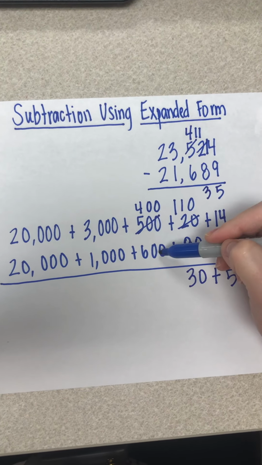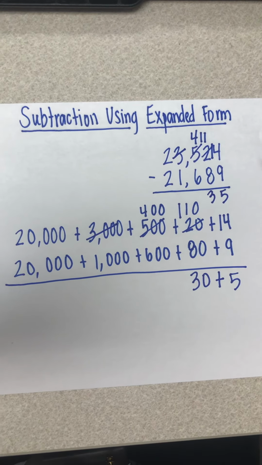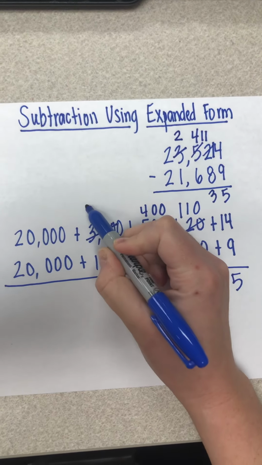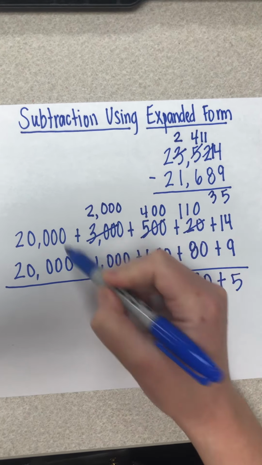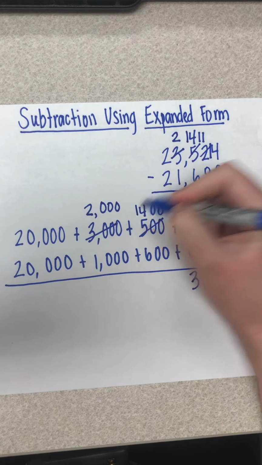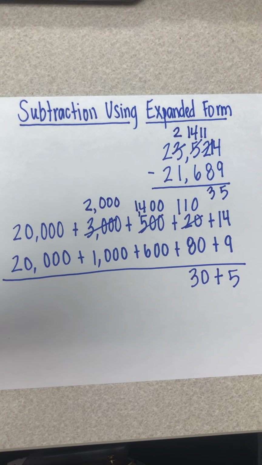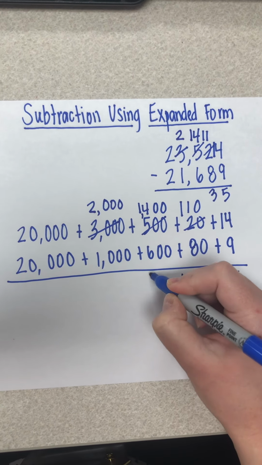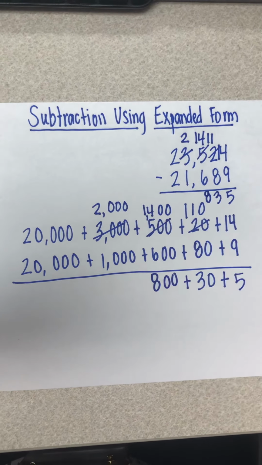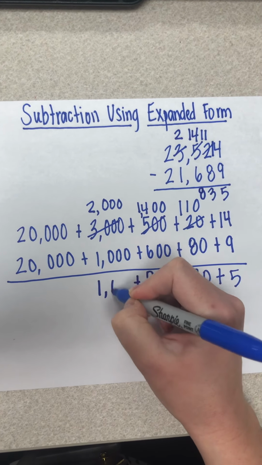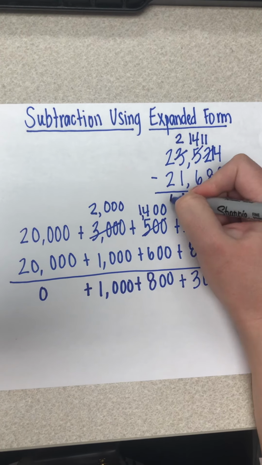Okay, same process. I cannot take 600 from 400. Come over, I'm going to borrow from my thousands. Standard algorithm, it becomes a 2. Expanded form shows its actual value, which would be 2,000. The 1,000 we just borrowed comes over to my hundreds. So now I am at 1,400. If I take 600 away, I am left with 800. Come again, no need to borrow here. I am at a 1,000, and I'm left with nothing in my 10,000s place value.